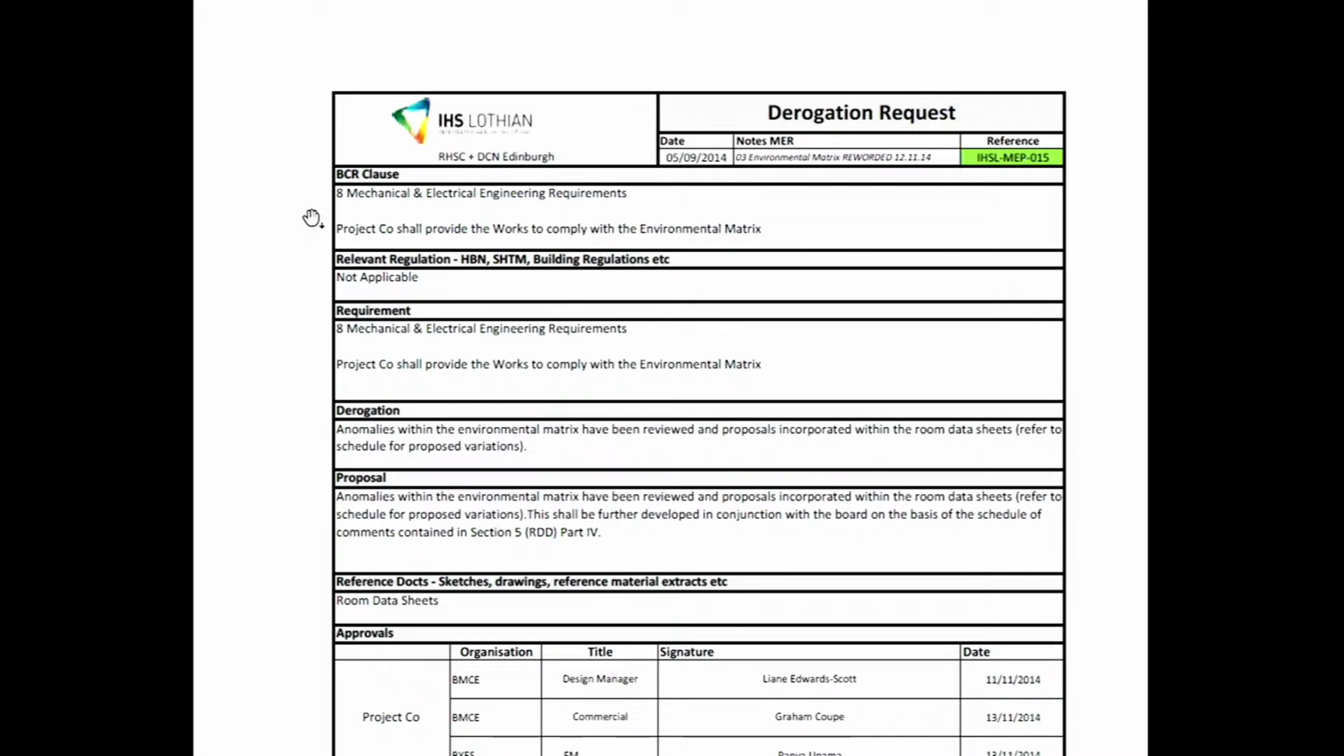Yes. Views might differ on this, but what was your understanding of what this derogation was doing? My understanding was it related to the headline clause, Project Co shall provide the works to comply with the environmental matrix, and this was just clarifying that Project Co had to address the anomalies that had been identified, including the comments. So this is in addition to the overarching board construction requirements, but these were some specific helpful comments to IGSL to address that were included in Part 4 of the RDD schedule.